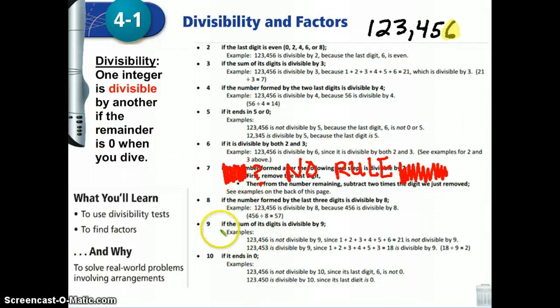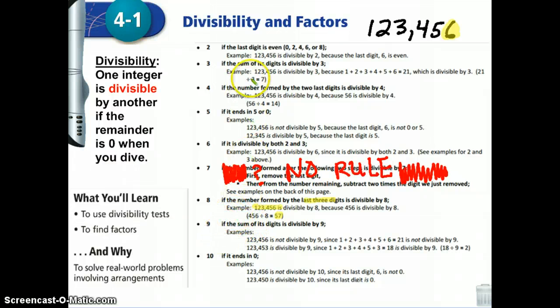Number 8, if the number formed by the last 3 digits is divisible by 8. So instead of number 4 where it says the last 2, now we're going to the last 3. So for an example, 456 is divisible by 8, so that means that this big number is divisible by 8.